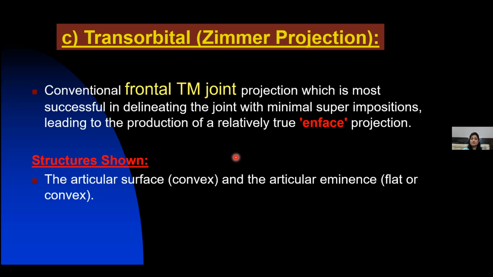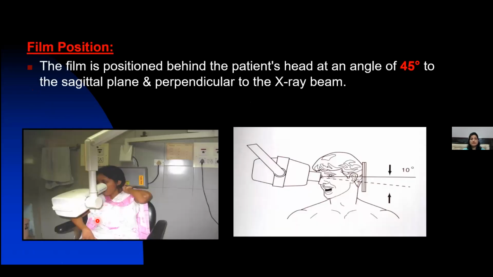So as the name suggests, frontal, transorbital, so rays will pass through the orbit. Till now, the rays were coming from the opposite side. Now here, the rays will come on the same side of the TMJ being examined. So it is a frontal TMJ projection. Although you can see the joint very clearly in this, it has some disadvantage, which I've told you. The articular surface, articular eminence can be seen. The film is positioned behind the patient's head, so rays will come from the front.